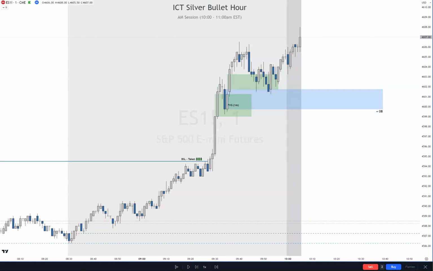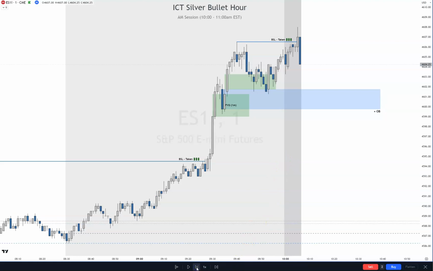Alright, so buy side has been taken right there. Yeah, let's keep going. Okay. For me, I'd probably need this right here for a market structure shift, because this would be the swing low that created the swing high that took out liquidity. So this would be the market structure shift for me on the 1 minute.